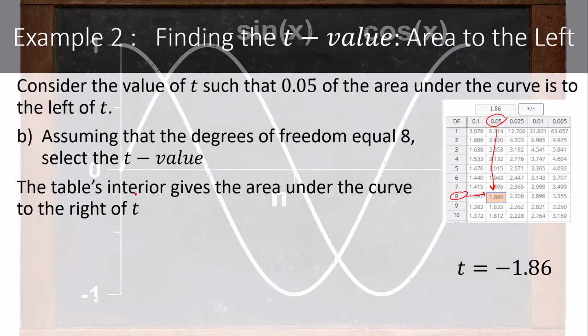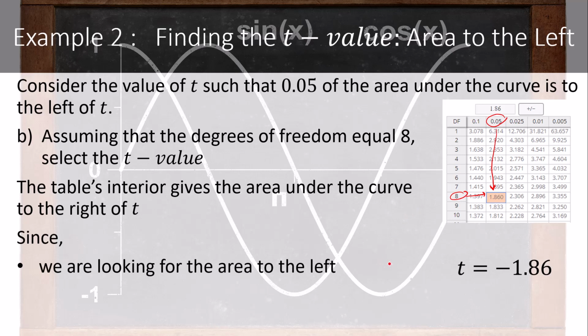Okay, but remember, the table's interior gives you the value of t, assuming that we're looking at the area to the right. We want the area to the left. If the t-value associated with the area to the right of it being 0.05 is 1.860, then the t-value associated with the area to the left being the same is going to be the negative of that, namely negative 1.86. And that is what our answer is going to be.